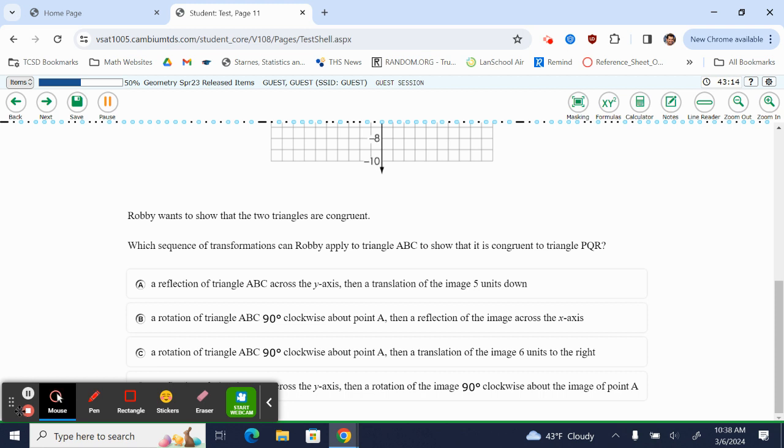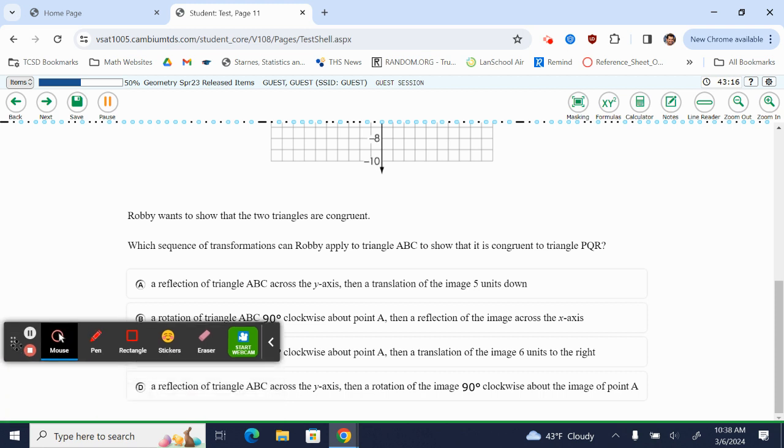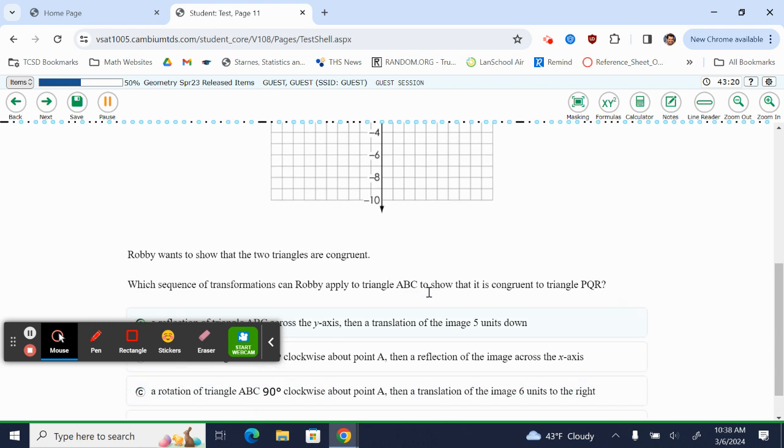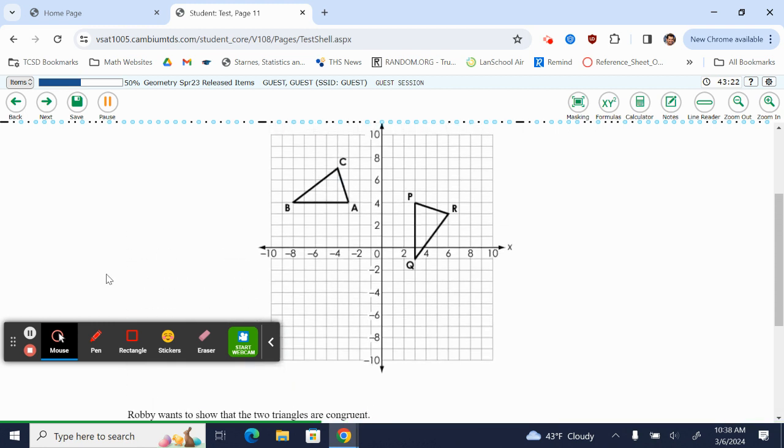It says we're going to reflect it across the y-axis, then rotate it 90 degrees clockwise about point A. So let's see if this one works. So we're going to reflect it across the y-axis like we did before. So A is going to go on to P. C is going to go up to here. B is going to go out to here. So there's your new triangle, and they're going to rotate it 90 degrees, right?